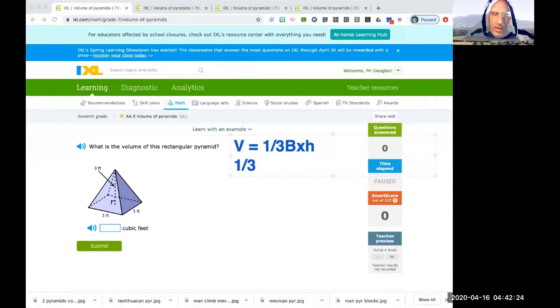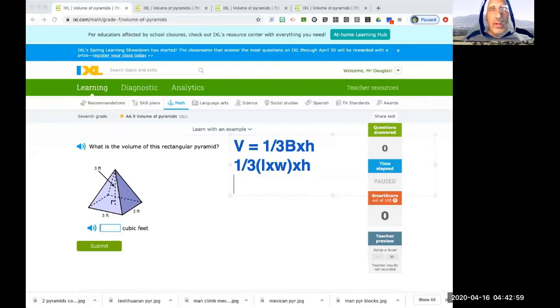It's 1/3 of basically length times width of the bottom, and then times height, okay? Now this is a rectangular prism because it has a rectangle on the bottom, so that's why it's length times width or base times height there. If it were a triangular pyramid, there'd be 1 bottom and then 3 triangular sides or faces around the top, forming the apex, okay?